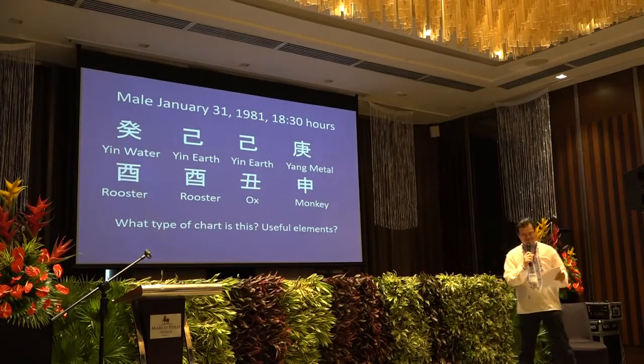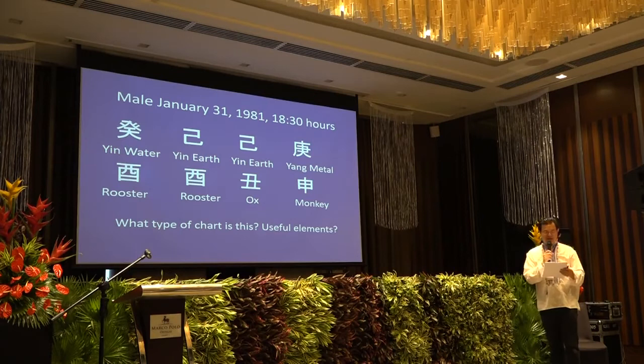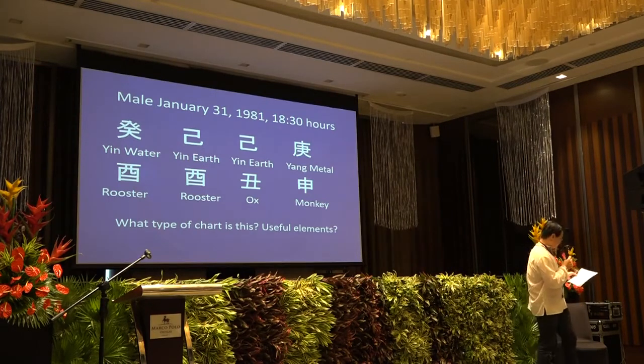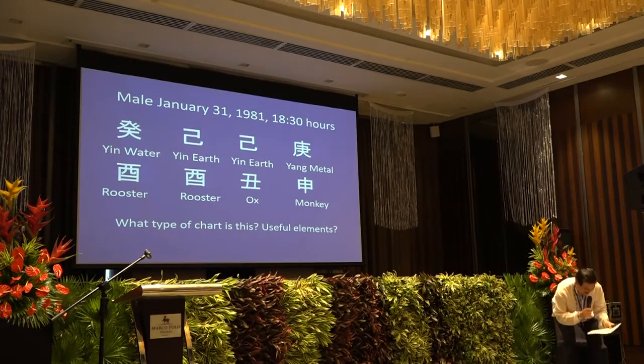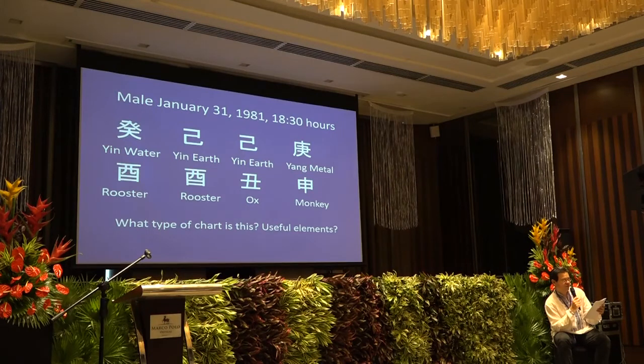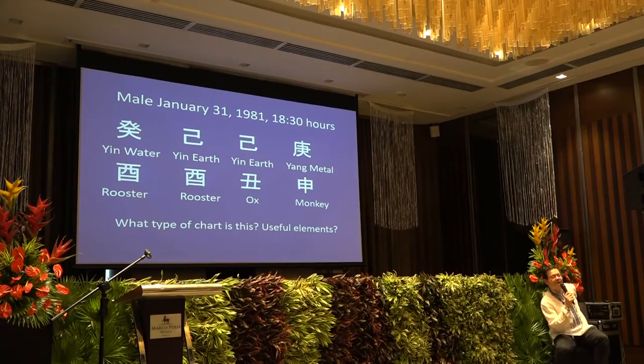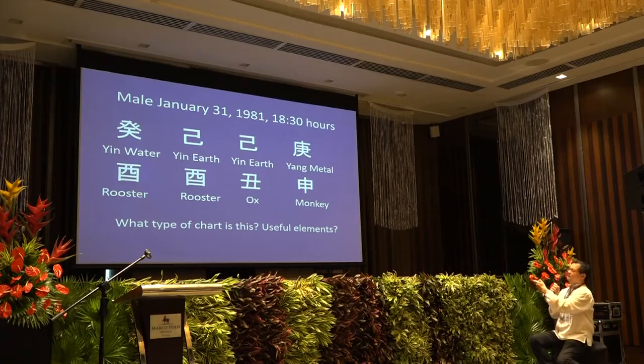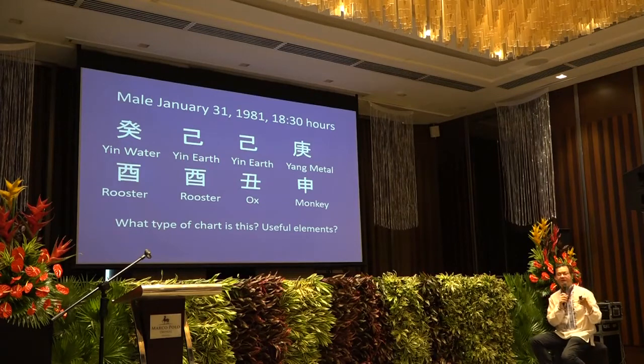Thanks, Vince. Okay. This is the first one, a man who is born January 31st, 1981 at 18:30 hours: yin water rooster hour, yin earth rooster day, yin earth ox month, and yang metal monkey year. So this is the first person. While we're looking at his chart, the first thing you should do is obviously focus on the day master. So he's a yin earth day. All right, so everybody got that?